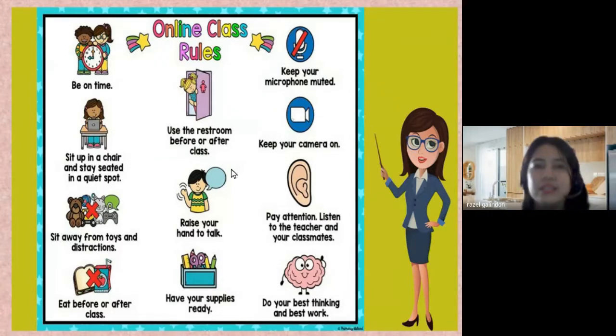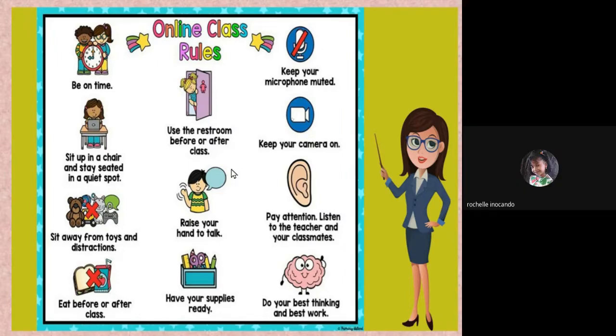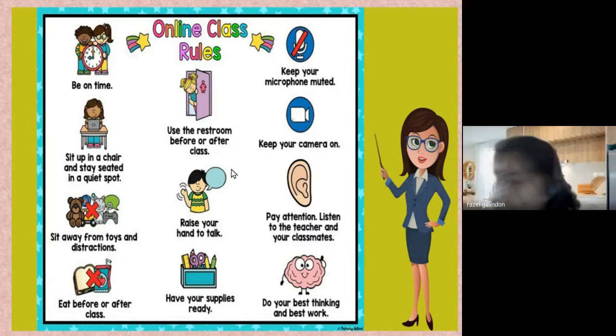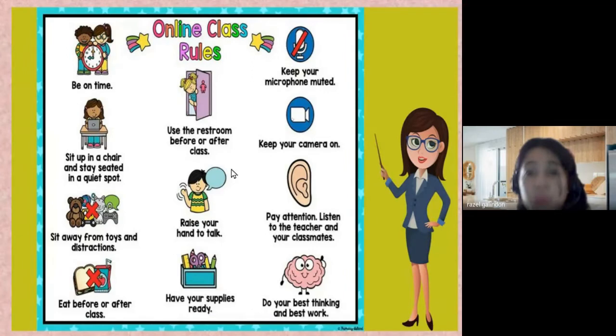These are the same online class rules that we use every time we have a Google Meet. Look at the statements there. What have you noticed? What do you think is the type of sentence being shown in these statements? Imperative sentence. Okay, imperative sentence. How do you know that they are all imperative sentences?